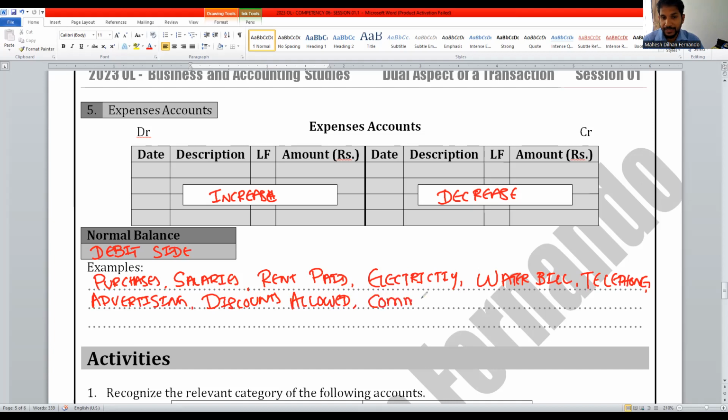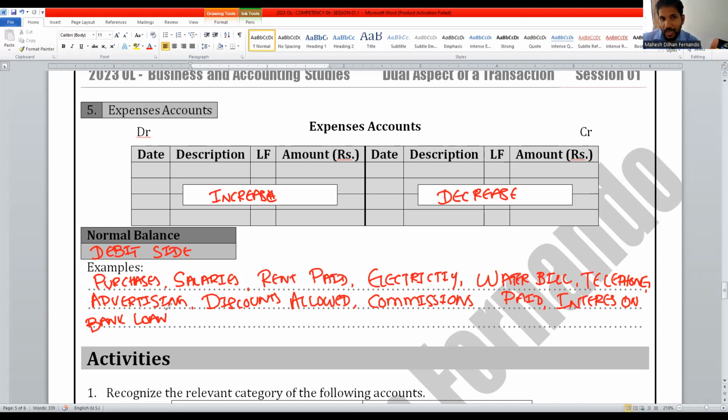Commissions paid. Interest on bank loan. Okay. These are the examples of expenses.